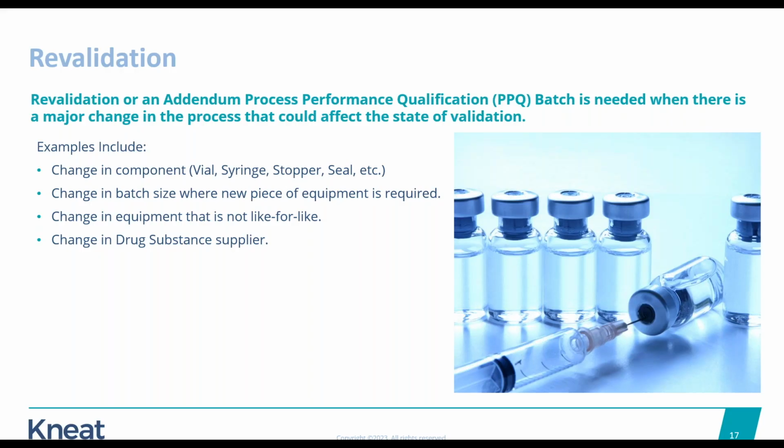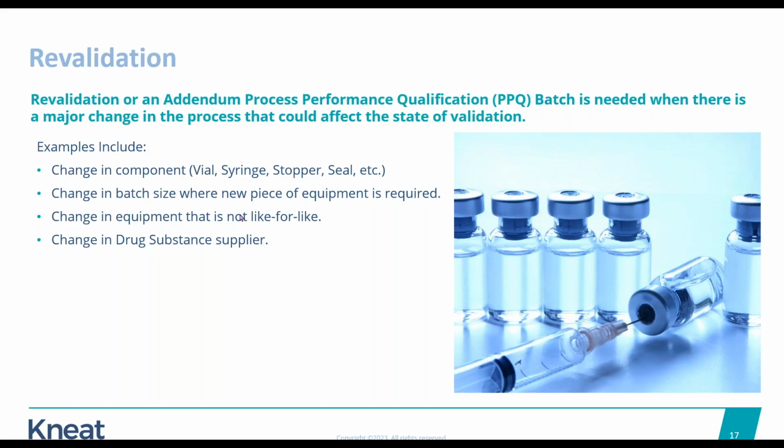So the first one, if there's a change in component, so you might need to redo a CCOQ or CCIT here, depending if that component has been previously used. And as you can imagine, the drug directly touches that vial or that syringe. So we'll do an addendum PPQ with focus on the filling section of that flow diagram, just to make sure nothing is impacted. And then also the next two are similar, they're equipment related.